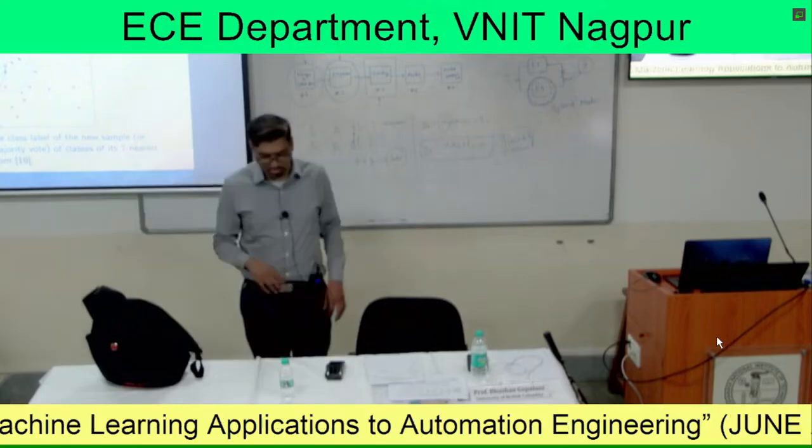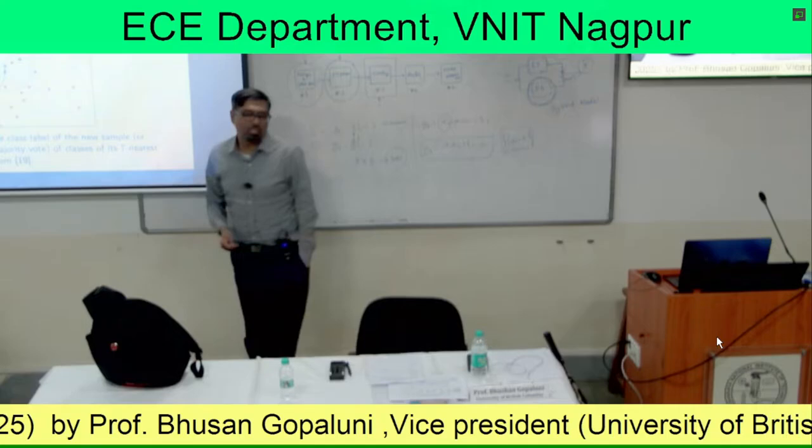There are better algorithms for classification than KNN. But KNN is very simple. It's very straightforward. You can code it quite rapidly.